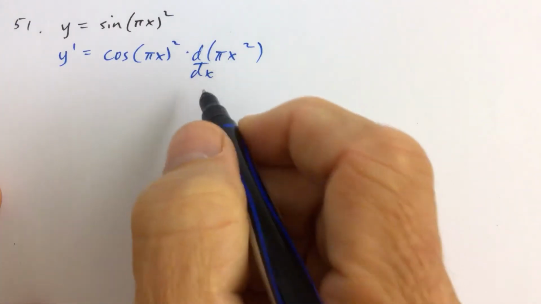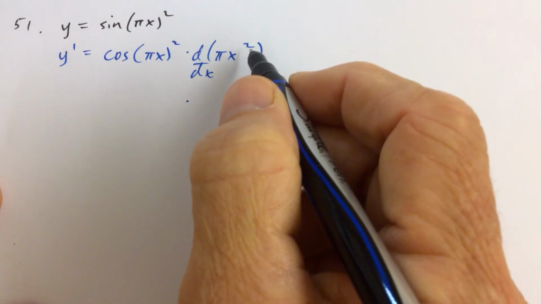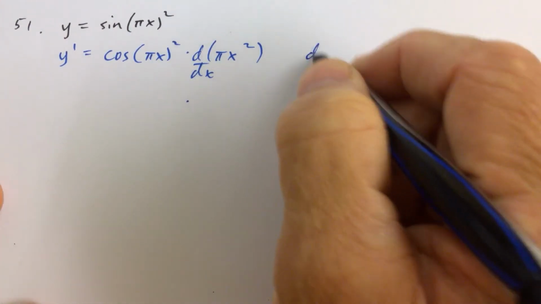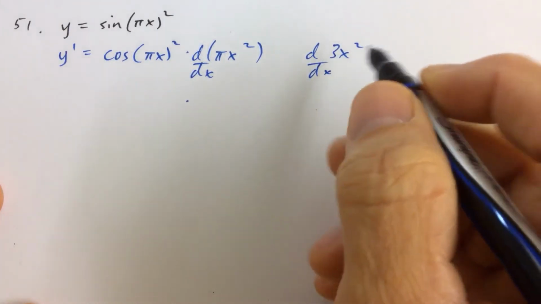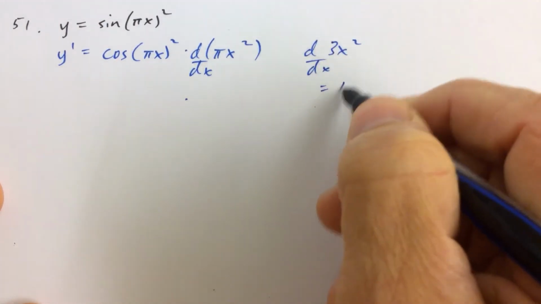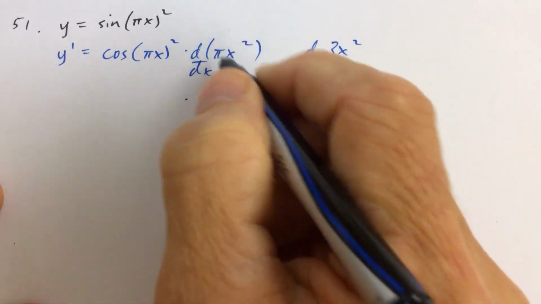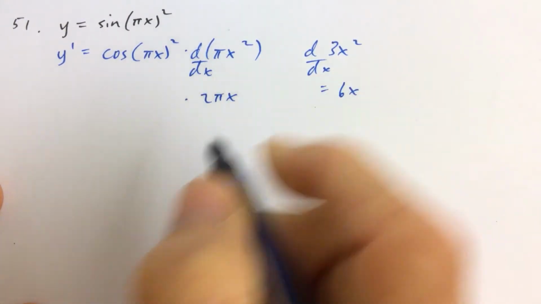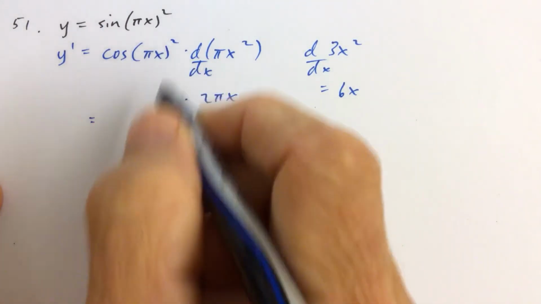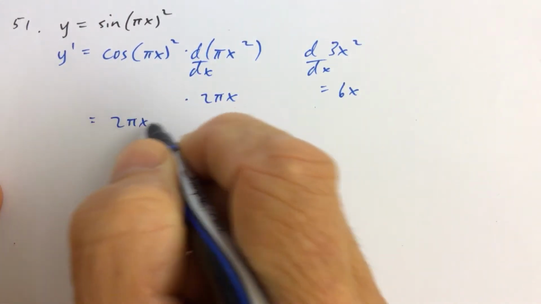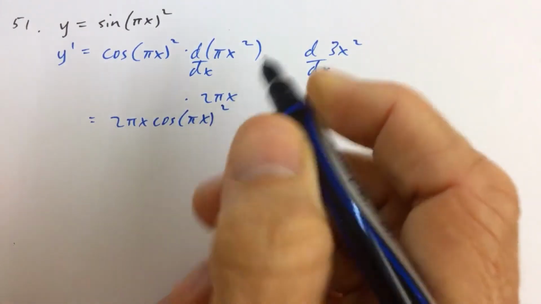Well, the derivative of pi x squared is just, well, if you think about the derivative of, let's say, 3x squared, because maybe the pi is throwing you off. The derivative of 3x squared is 2 times 3, which is 6x. That's it. So the derivative of pi x squared is 2 pi x. And so if we multiply the 2 pi x times the cosine of pi x squared, we get 2 pi x times the cosine of pi x squared.